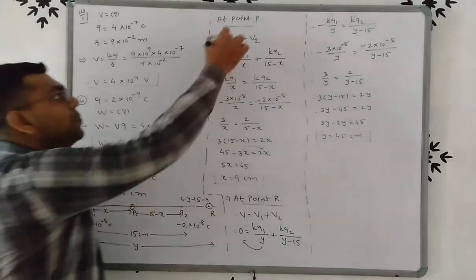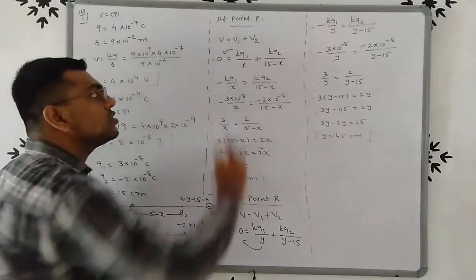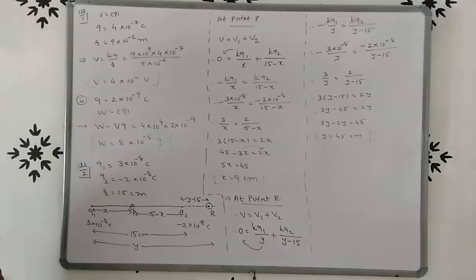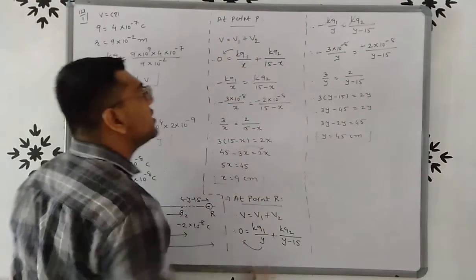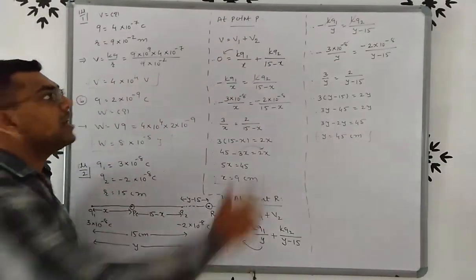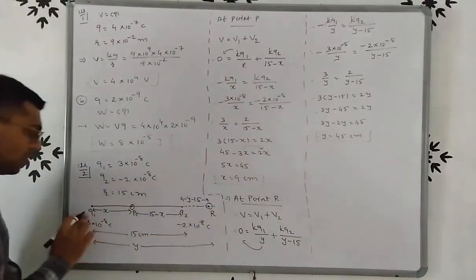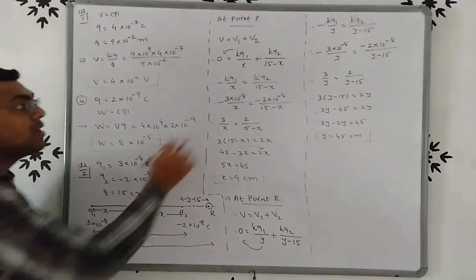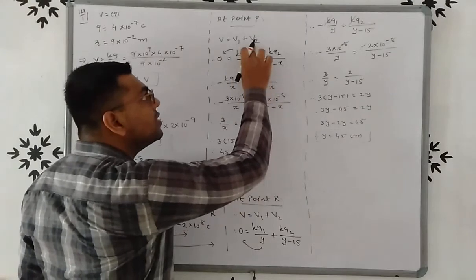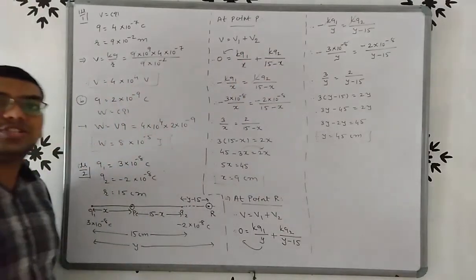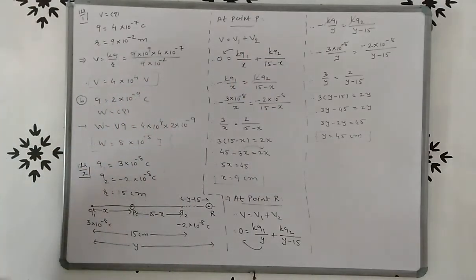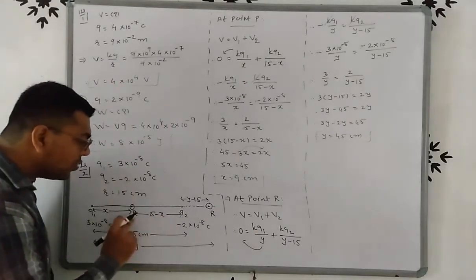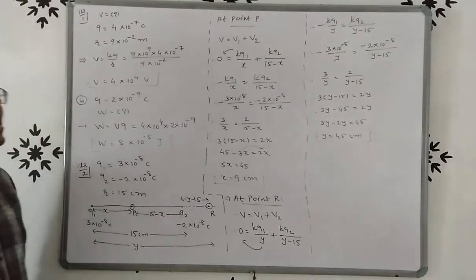So at point P, total potential V is equal to V1 plus V2. Right? Total potential is 0. V1 is the potential due to charge Q1, so KQ1 upon the distance between Q1 and P, X. Plus V2, the potential due to charge Q2, so KQ2 upon the distance between Q2 and P, that is 15 minus X.